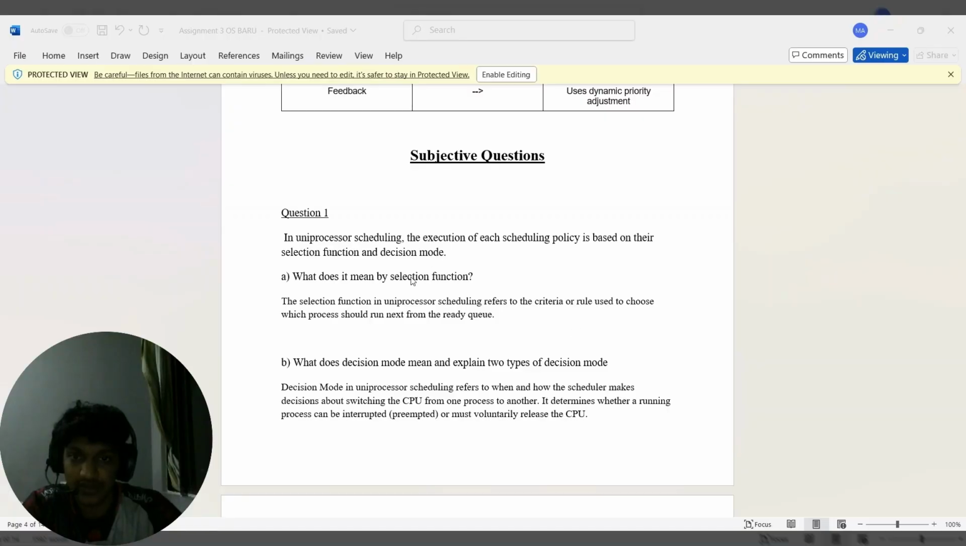For the subjective questions, the first question is: in uniprocessor scheduling, the execution of each scheduling policy is based on their selection function and decision mode. The question is, what does it mean by selection function? The answer is the selection function in uniprocessor scheduling refers to the criteria or rule used to choose which process should run next from the ready queue.